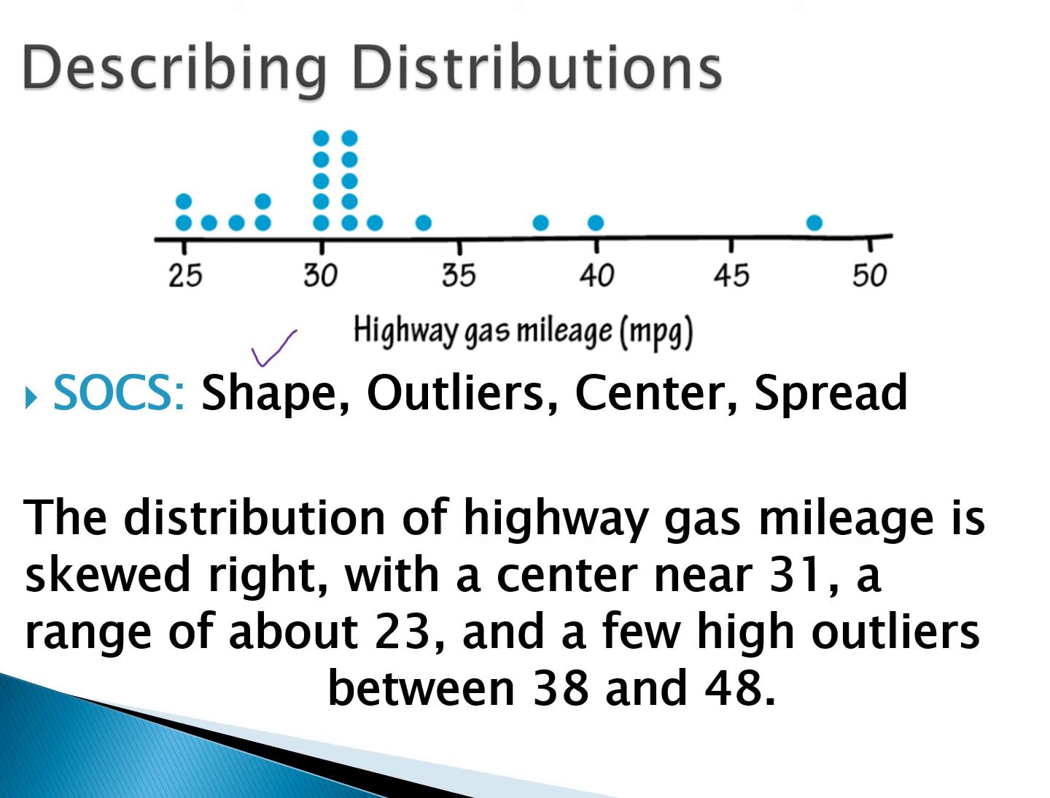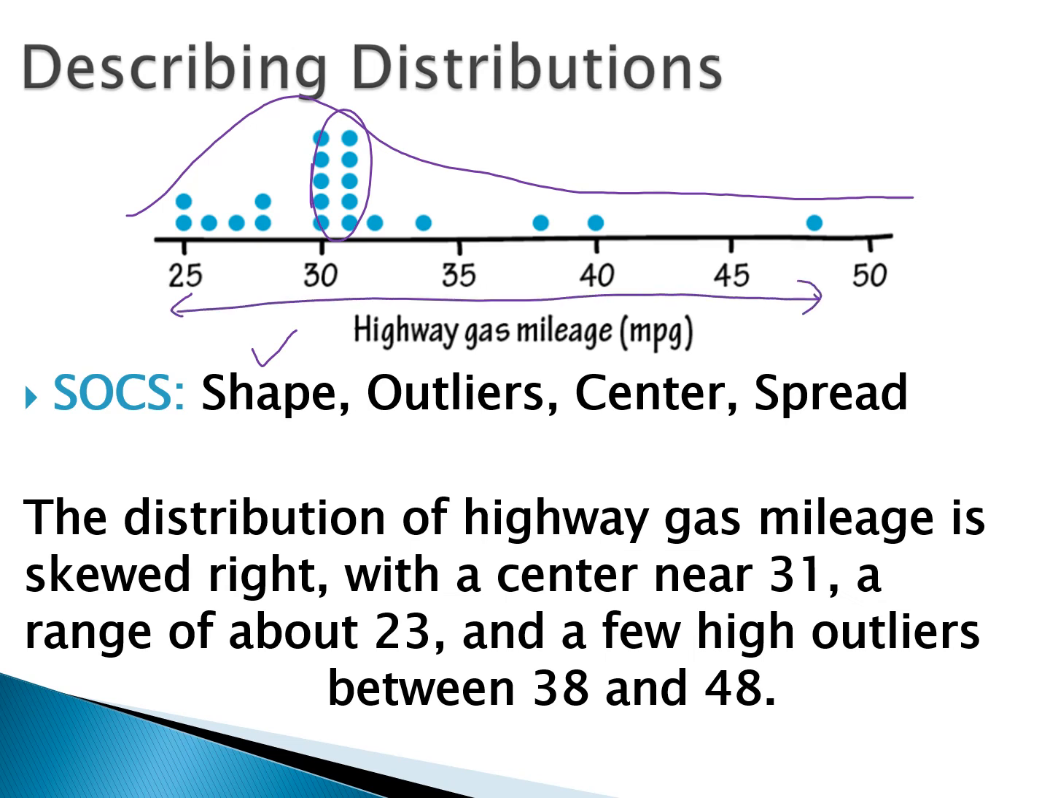So the distribution of highway gas mileage is skewed to the right. Okay, we have the peak here, and then it gets drawn out on the right side. With a center near 31, okay, I picked just in the middle there. A range of about 23. Okay, range is just one number. We don't want to say it ranges from 25 to 48. We want to say the range is 23.